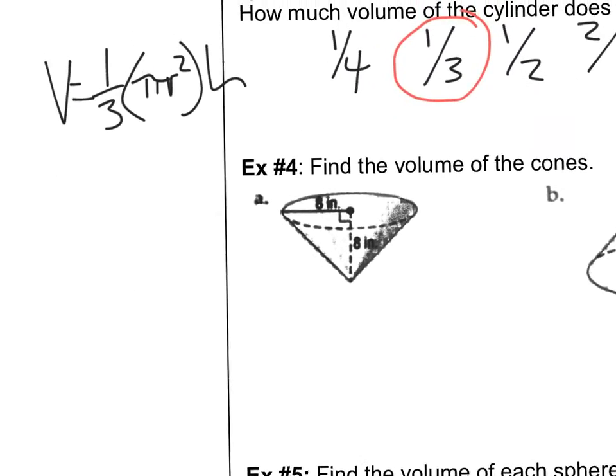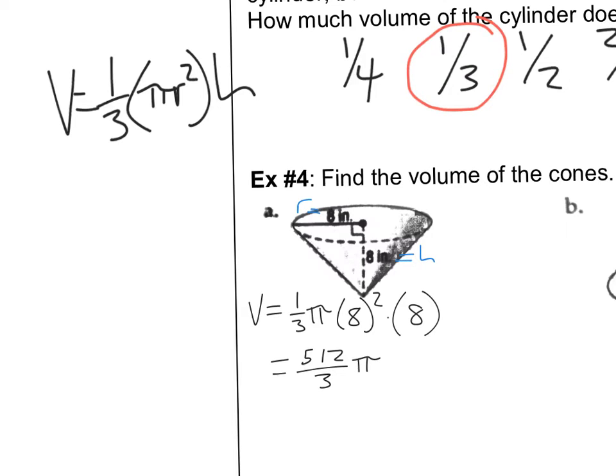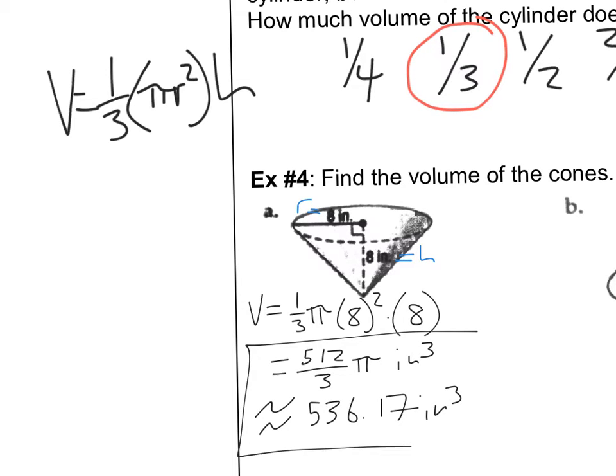So let's go to the first one, example 4a here. These may be hard to read, but these are both 8 inches, so that means when I plug this in, my radius is 8 and my height is 8. So volume equals 1/3 pi, the radius is 8 squared, times the height, 8. If I multiply all that out without the pi, in exact terms, 8 squared times 8 is 512, so 512 over 3 pi, and this is all in inches, so that would be cubic inches. So there's the exact. If I plug that in my calculator and round, I'd get 536.17 cubic inches, and so either one of those could be correct, depending on what form they're asking for.